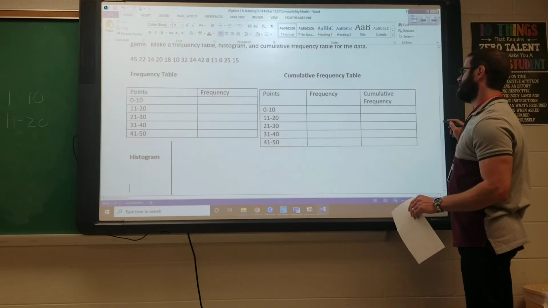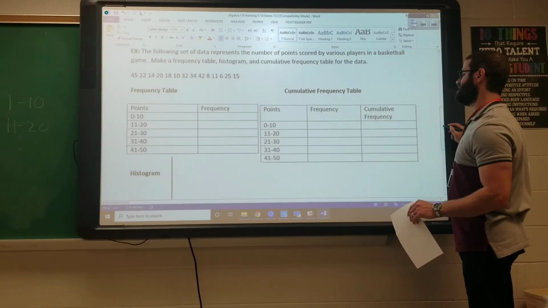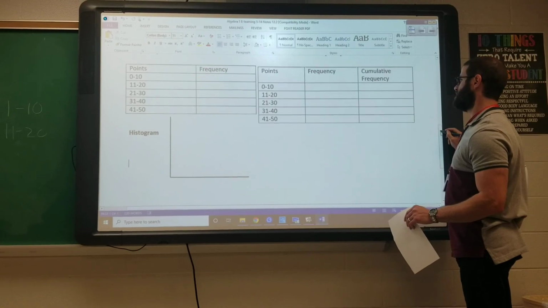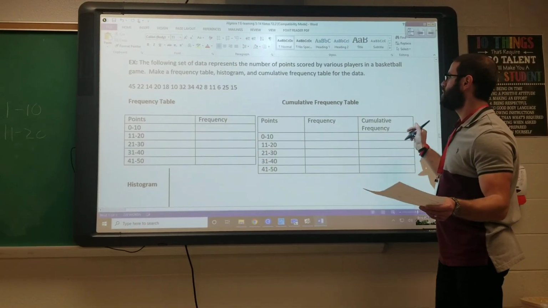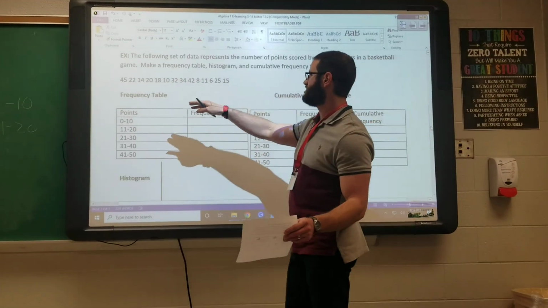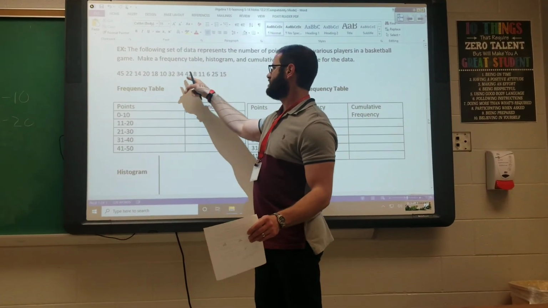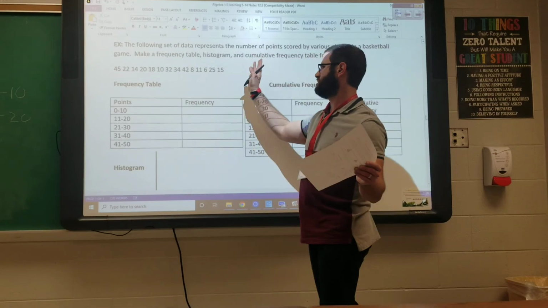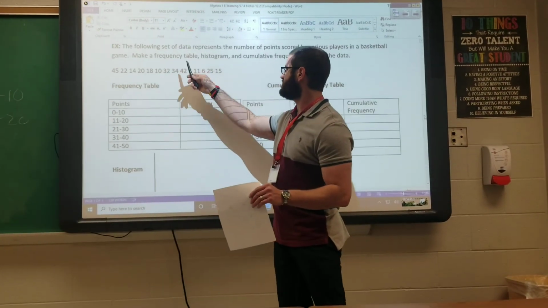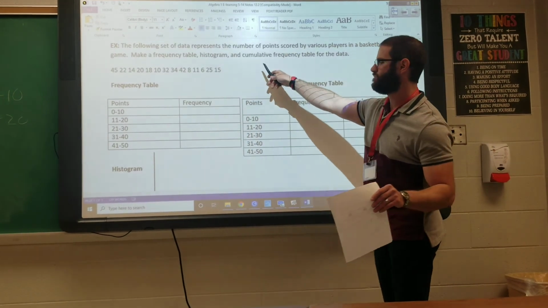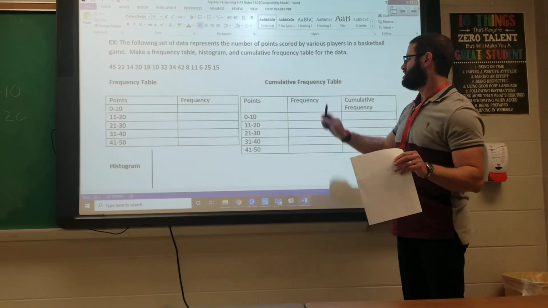All right, so let's take a set of data. These represent points scored by various players in a basketball game. So there are several different point totals for various players in a basketball game. We're going to make a frequency table, a histogram, and a cumulative frequency table for the data.